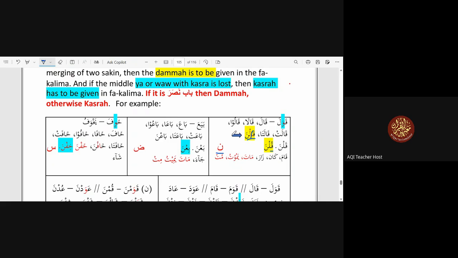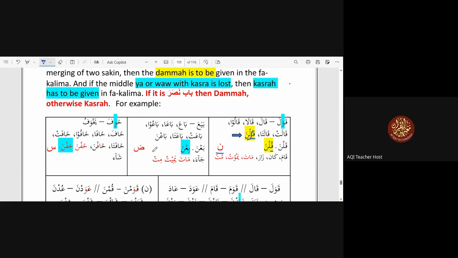Here, let me just repeat this one. Okay, so in hunna, we'll see merging of 2 sakin together, and in that case, the weak letter with sakin will drop and it will become qalna. After that, because this is bab nasara, the fa kalima will get dhamma and it will become qulna.